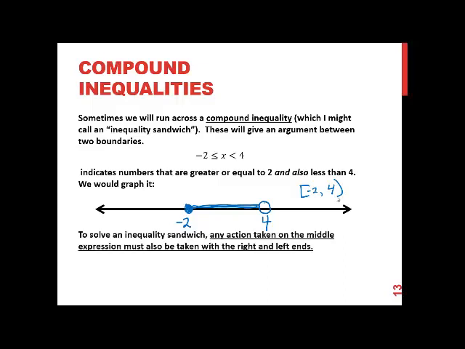Now, to solve one of these inequality sandwiches, any action that you take on the middle, because our goal is to get that middle term to be just the variable by itself, just the x, anything you do to get that x by itself, you also do to the front third and the back third. So we need to do it to the right and left ends. Let's try one of those.